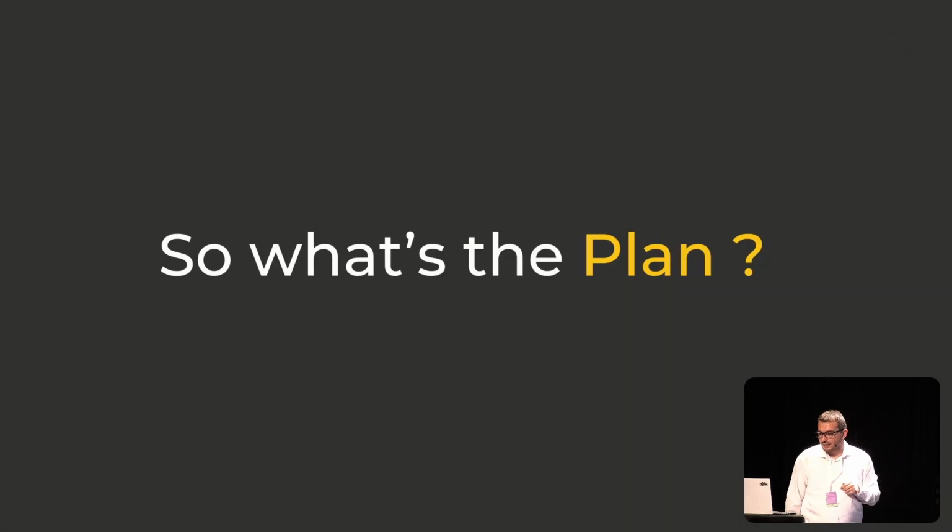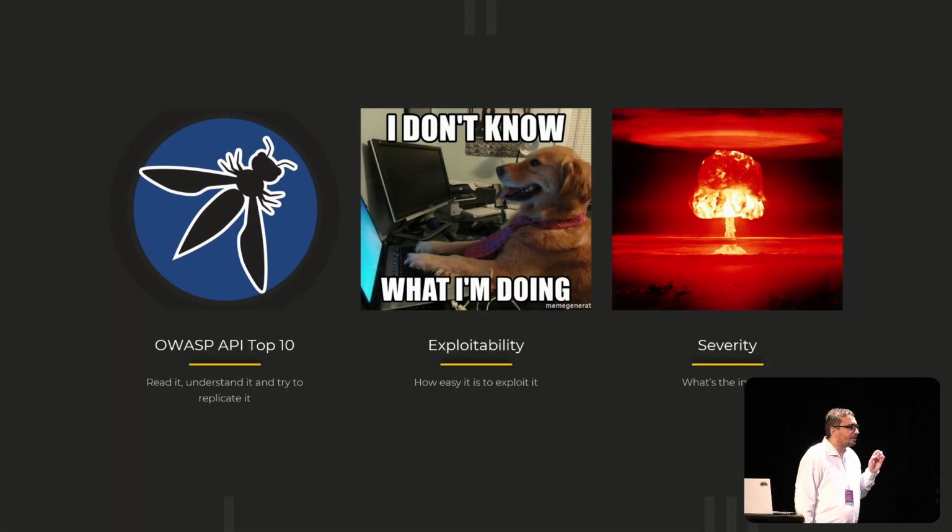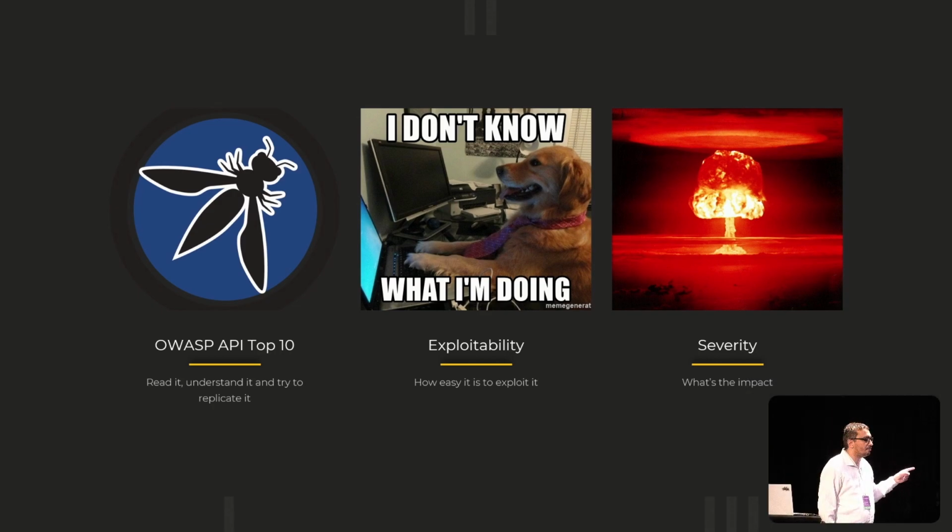So what's the plan? How are we going to approach the talk from here on? I'm going to present you with some vulnerabilities. It's mostly the OWASP API Top 10. You have to read it, you have to understand it. It's pretty easy to replicate. The exploitability ranges from really, really easy to just easy. There's nothing which is really like kernel hacking or anything really extreme. I always like the easy way. And the severity is from bad to, I don't know, nuclear bad.